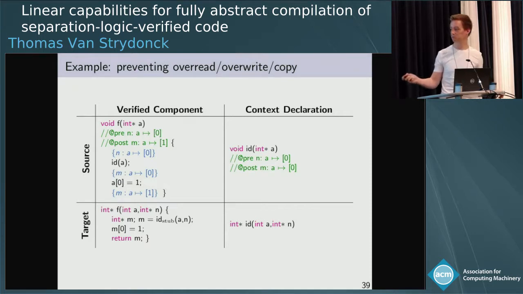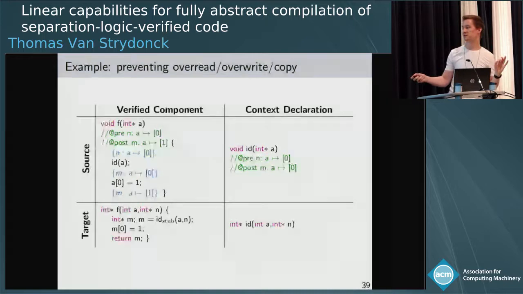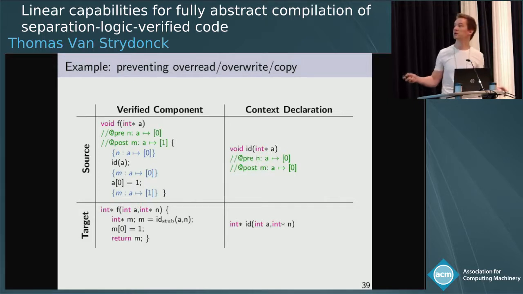Then this one we had before. Because we hand the linear capability to the identity function, we force it to perform all its memory accesses through this linear capability, and we know that overreads, overwrites, and the copy problem that we had before cannot occur.